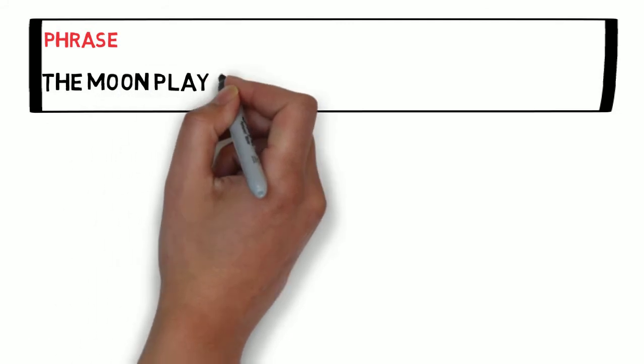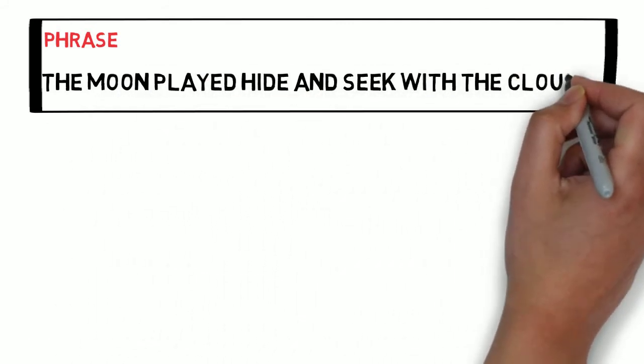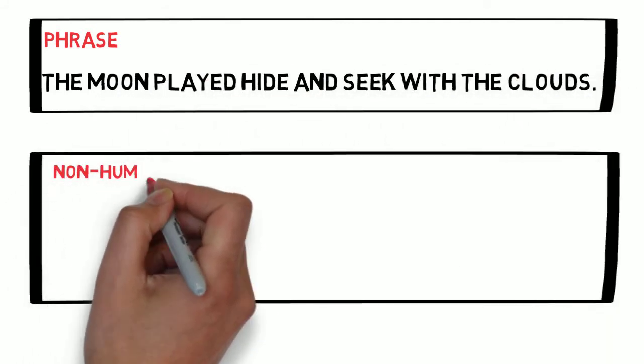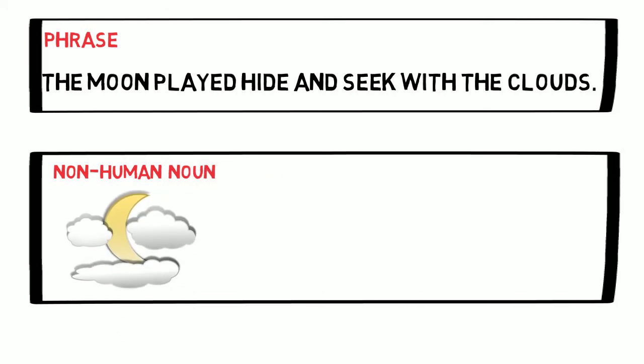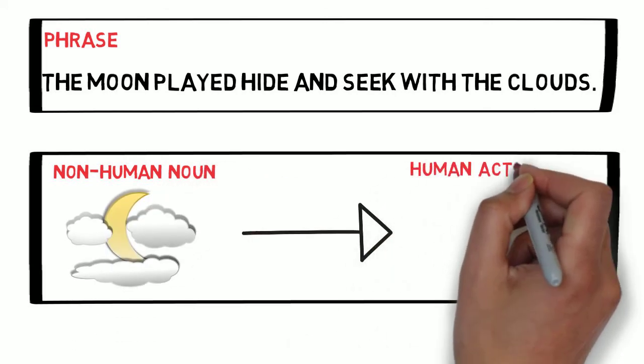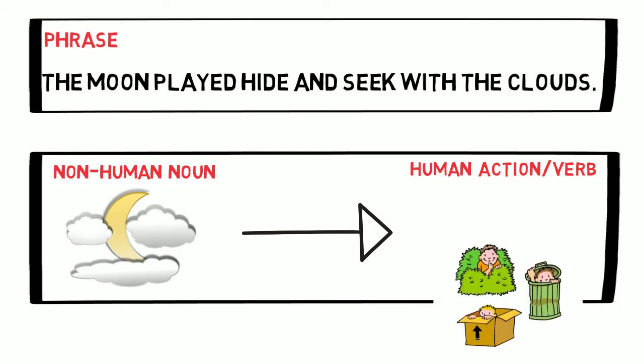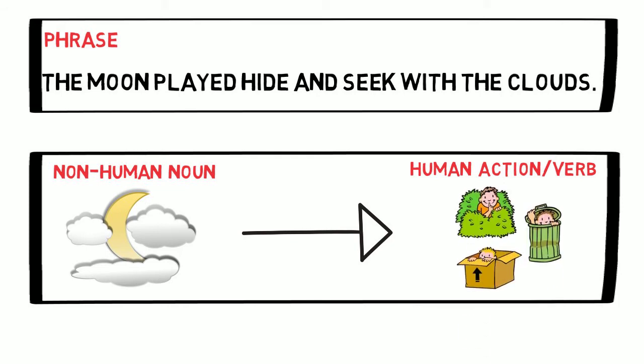The moon played hide and seek with the clouds. What is the non-human noun? The moon. What human action is the moon performing? Playing hide and seek. Obviously, the moon cannot play with the clouds.